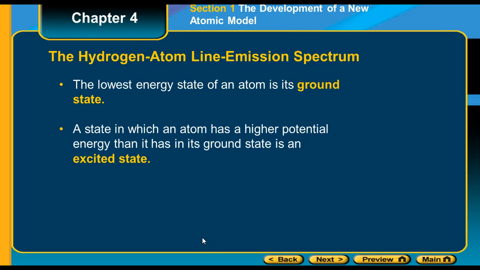Alright, so what we're going to look at is the hydrogen atom line emission spectrum. And it'll show you that the lowest energy state of an atom is its ground state. And when an electron is at a higher energy level, that's called the excited state. So your ground state is where you start, and as you add more energy, you move up to an excited state.